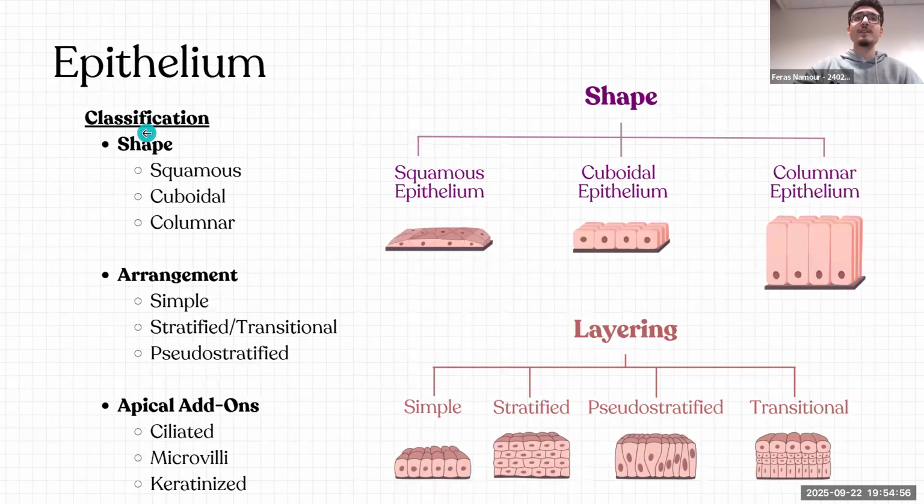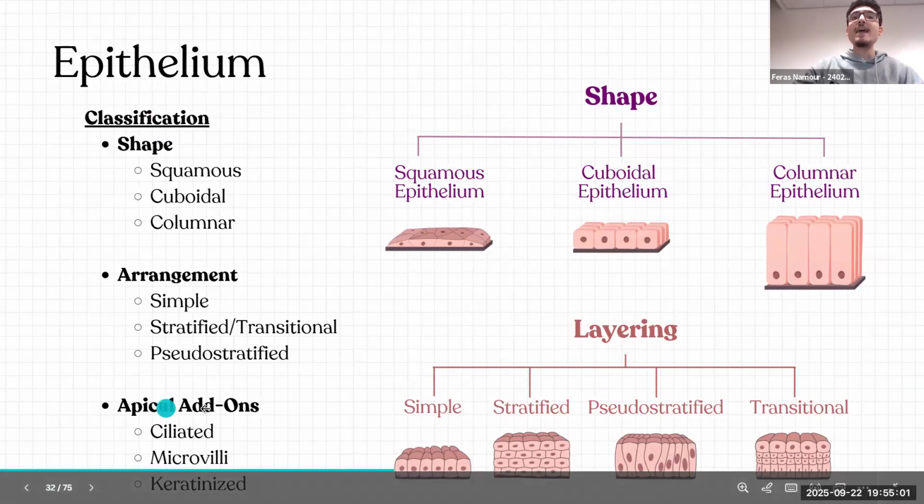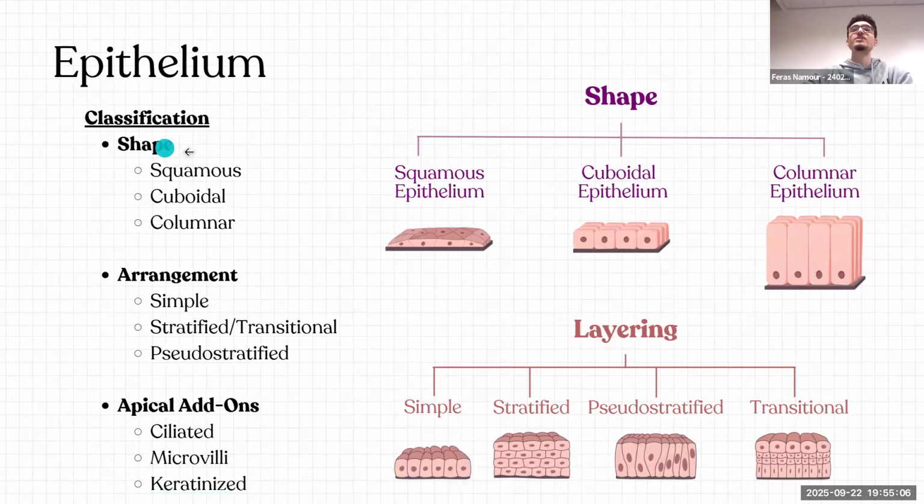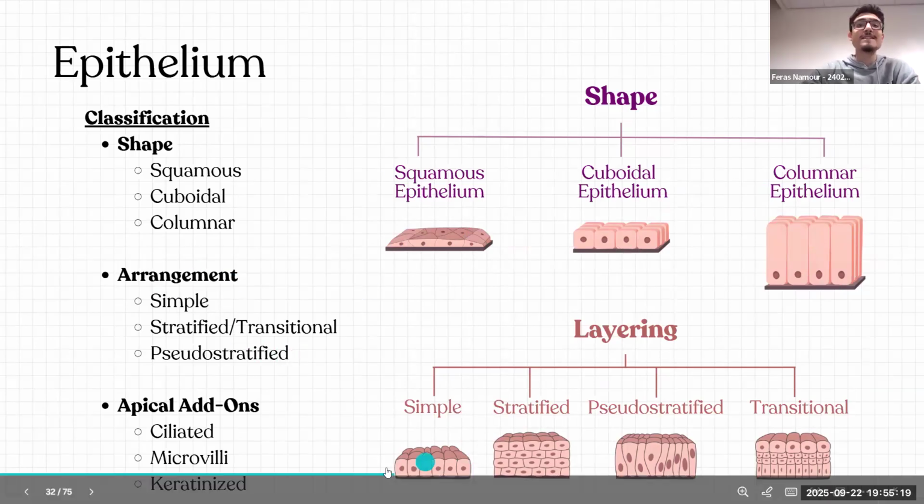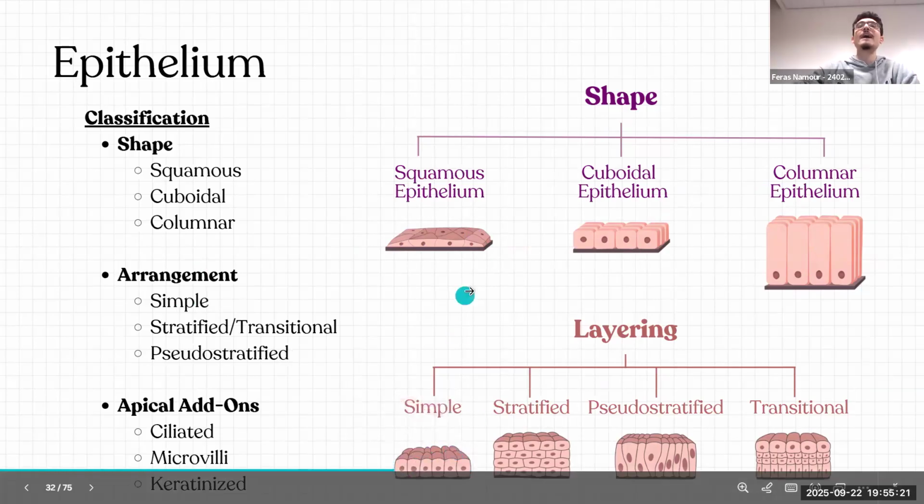So, when we classify epithelium, we should classify it based on its shape, then the arrangement, then any apical specialization add-ons. Now, classification. If we talk about the shape, we have three shapes that epithelium can come in. Squamous, which means flat, cuboidal, cuboid-like, and columnar, column-like. And then when I'm looking at the arrangement, I can have a single layer of epithelium, or I can have multiple layers of cells on top of each other. We call that stratified. And I have also something called pseudostratified, something called transitional. We're going to talk about that in a minute.